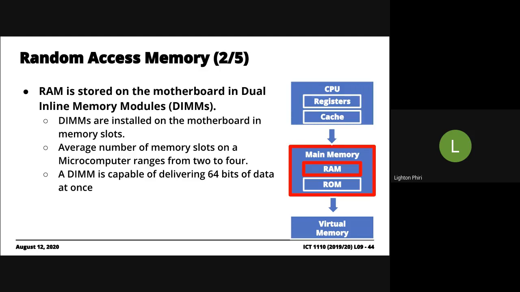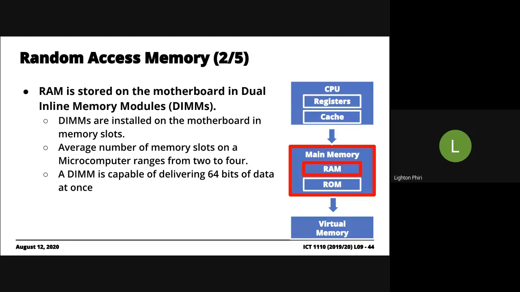RAM is typically stored somewhere on the motherboard in what are called DIMMs, or dual inline memory modules. The RAM chips themselves are called DIMMs. I think there's a diagram here that showcases that. And then you just plug them into the motherboard. Things are somewhat changing, but on average you typically have maybe 2 to 4 slots, depending on the size of the computer system you're making reference to.